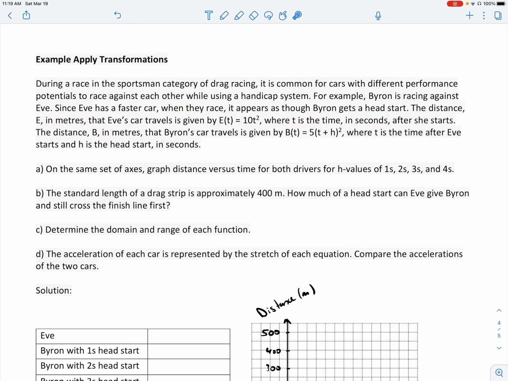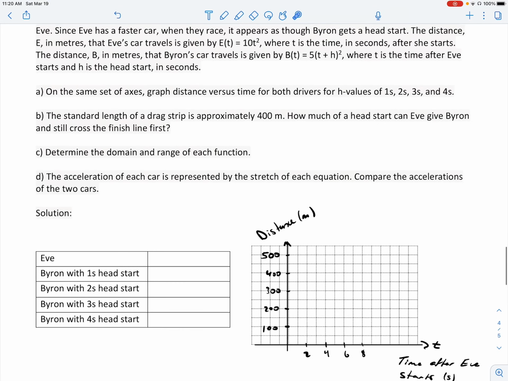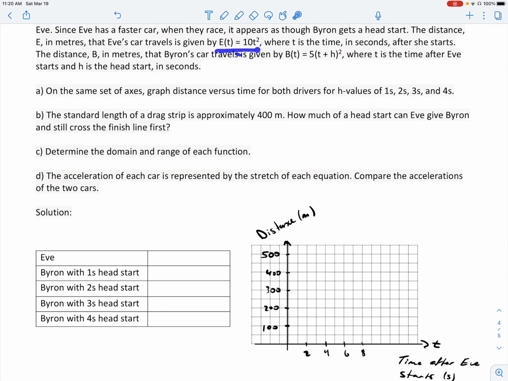On the same set of axes, graph distance versus time for both drivers for h values of 1, 2, 3, and 4 seconds. Okay, so let's begin with that. We have our two distance equations for both Eve and Byron. So we're going to have to organize this a little bit here. If we want to graph all their distance versus times, we'll need to write out their equations.